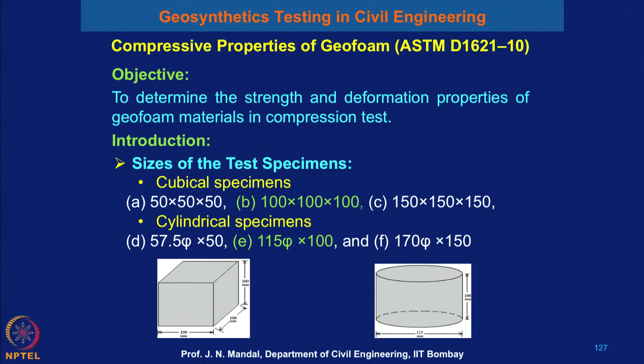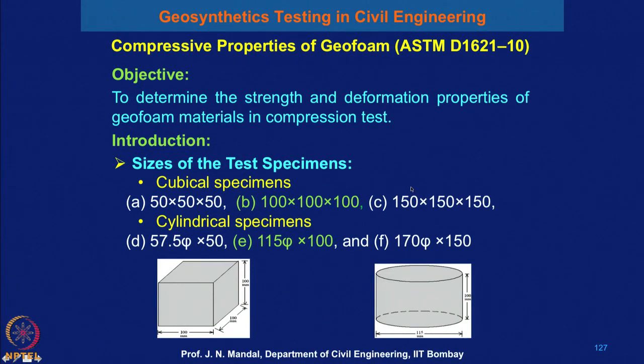Now, we will discuss the compressive properties of the geofoam material. Compressive strength is very important. You can use it at the back of a retaining wall as a compressible inclusion. You can use geofoam blocks in a cinema hall, or for the construction of highways using EPS geofoam material. So, what should be the compressive strength of the geofoam material?